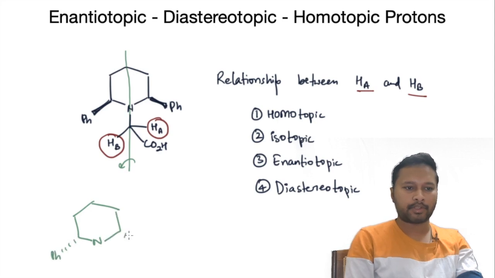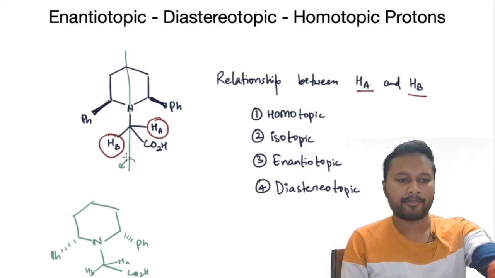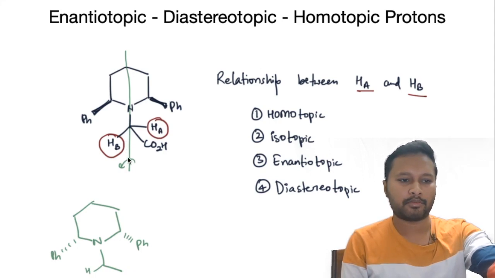Okay, so these two groups are going to be below the plane, although these two will not get affected. HB will come here and HA will go here, and CO2H will remain as it is, but the difference will be that these two phenyl groups will be below the plane, so you cannot apply this axis of rotation. Okay, so axis of rotation is not possible.